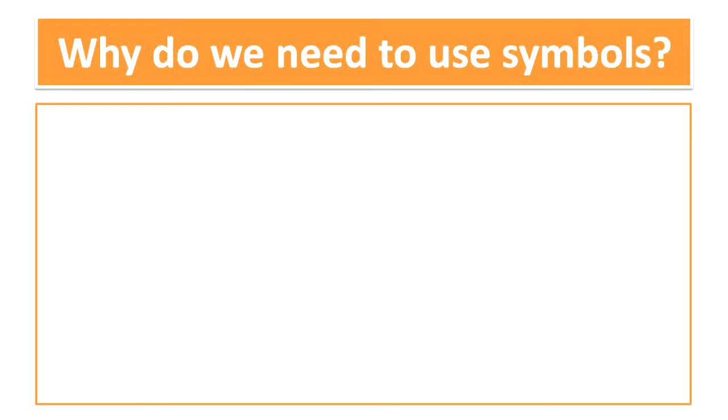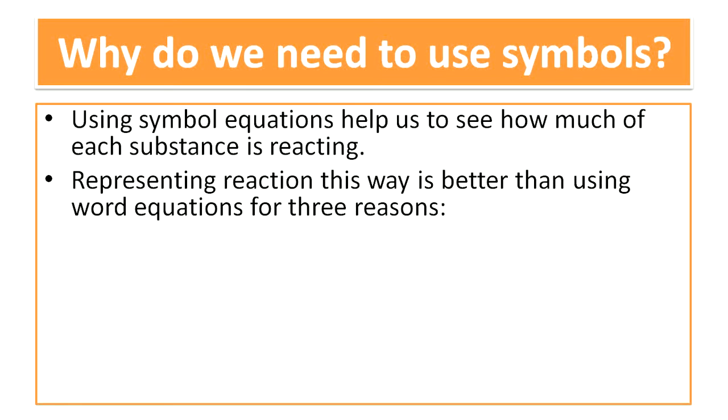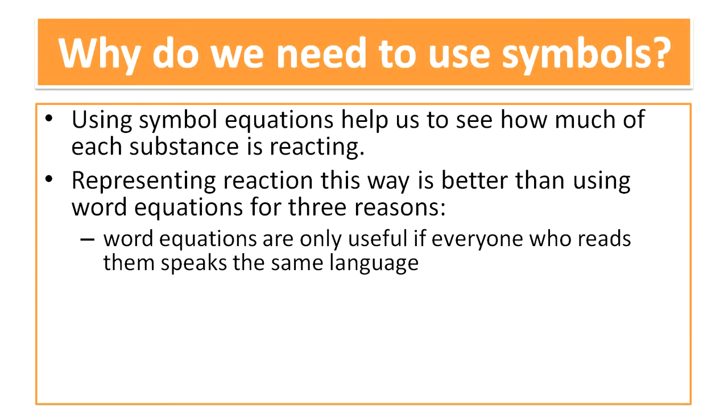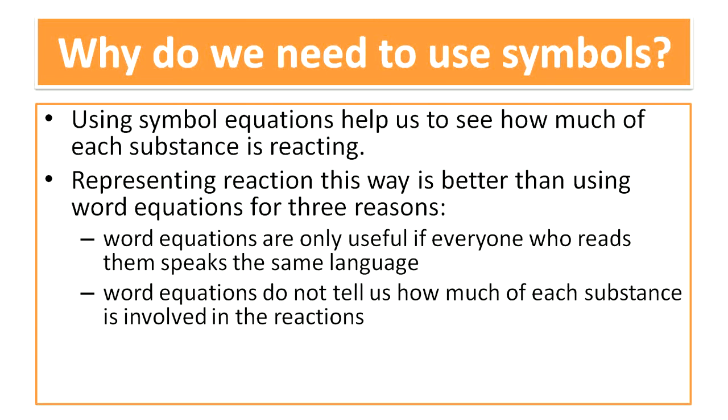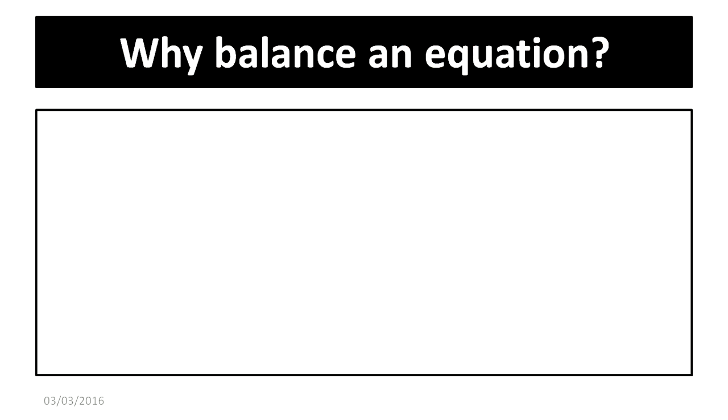Okay. Now let's see the answer. Using symbol equations helps us to see how much of each substance is reacting. Representing reactions this way is better than using word equations for 3 reasons. The first, word equations are only useful if everyone who reads them speaks the same language. Word equations do not tell us how much of each substance is involved in the reactions. Word equations can get very complicated when loads of chemicals are involved.